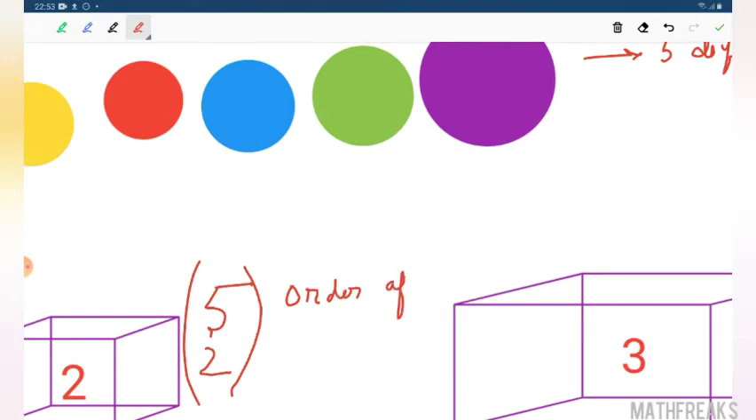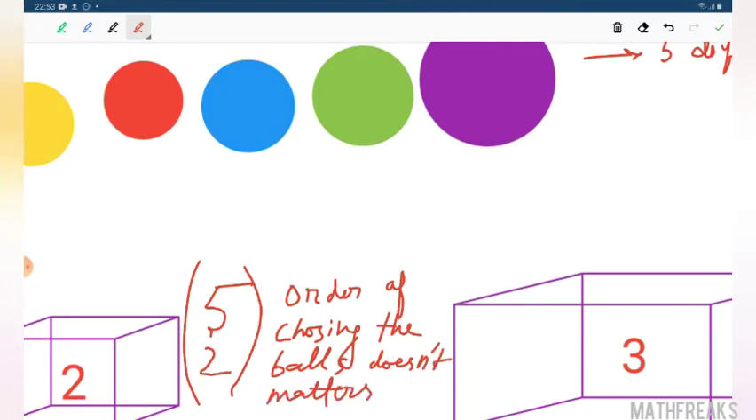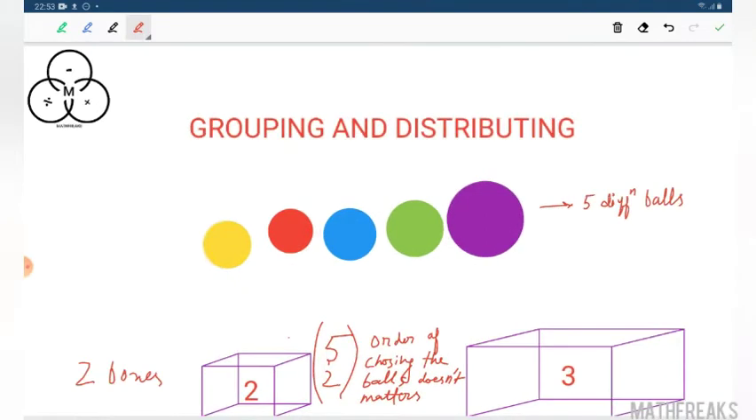Order of choosing the balls does not matter. Why doesn't it matter? Because ultimately, if we choose the yellow ball and the blue ball, first the yellow ball, then the blue ball, ultimately we are left with the yellow ball and the blue ball.